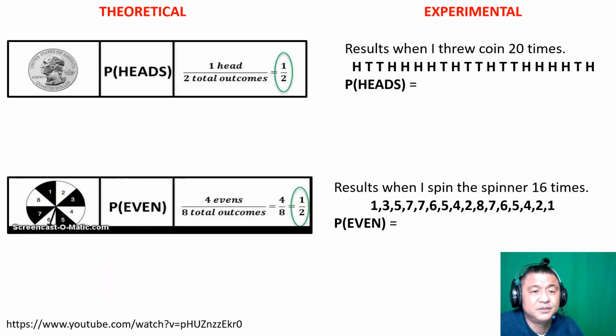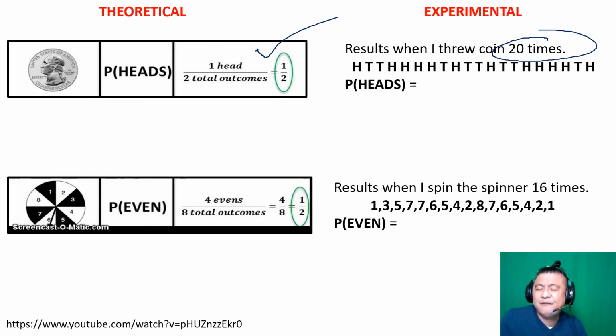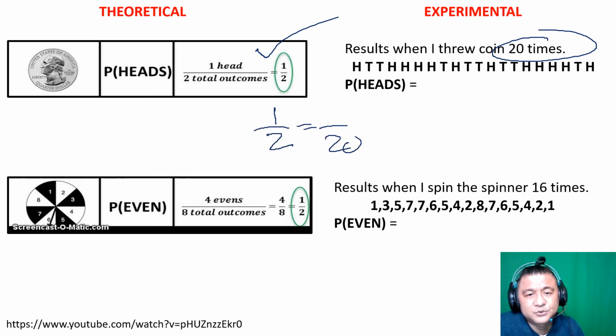Now, for example, the probability of getting a head when you toss the coin is 1/2. We all know that. That's theoretical. But when you threw it 20 times, you were expecting what is half of 20? You were expecting 1 over 2. So if we throw it 20 times, we are expecting 10. Will it actually be 10?